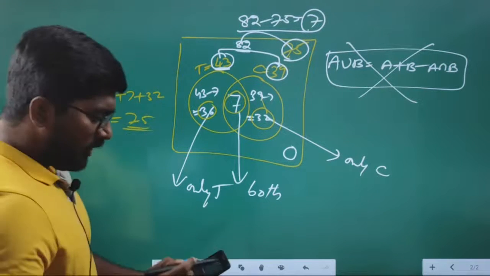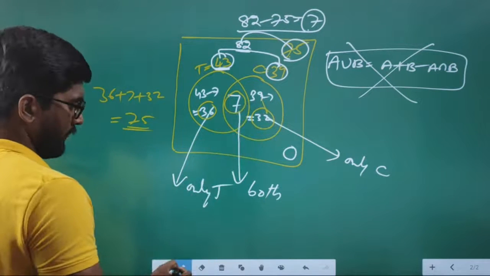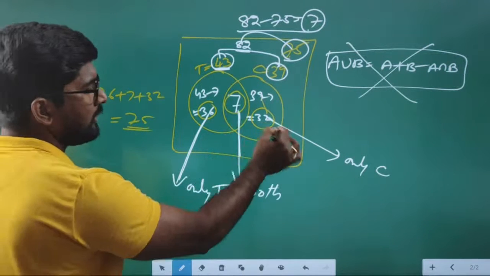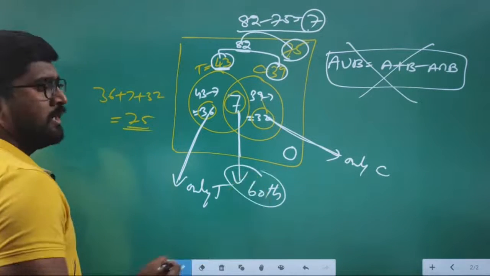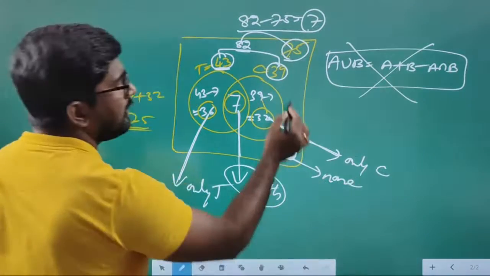That means all the students who belong to the class are spread in 3 different regions: only tea, only coffee, both tea and coffee. And if you write anybody outside, that is none, neither taking tea nor coffee. And this is the total.